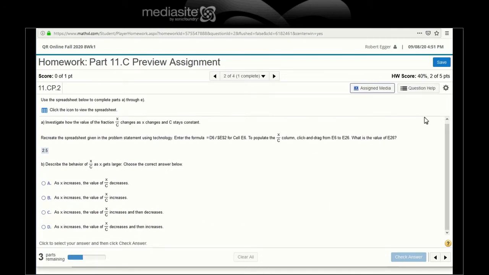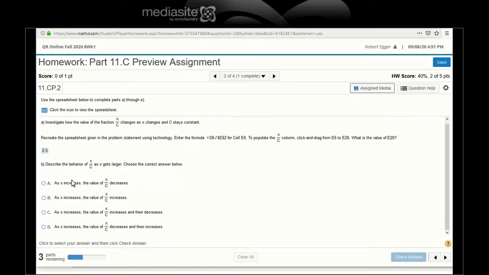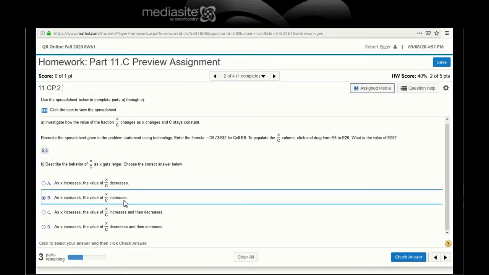So let's look at what x over c does as x gets larger. As x increases, 0, 50, x getting bigger, x over c is also getting bigger. 0.125 is bigger than 0, 0.25 is bigger than 0.125, 0.375 is bigger than 0.25, and so forth. As x is increasing, x over c increases. It always increases, it never turns around.